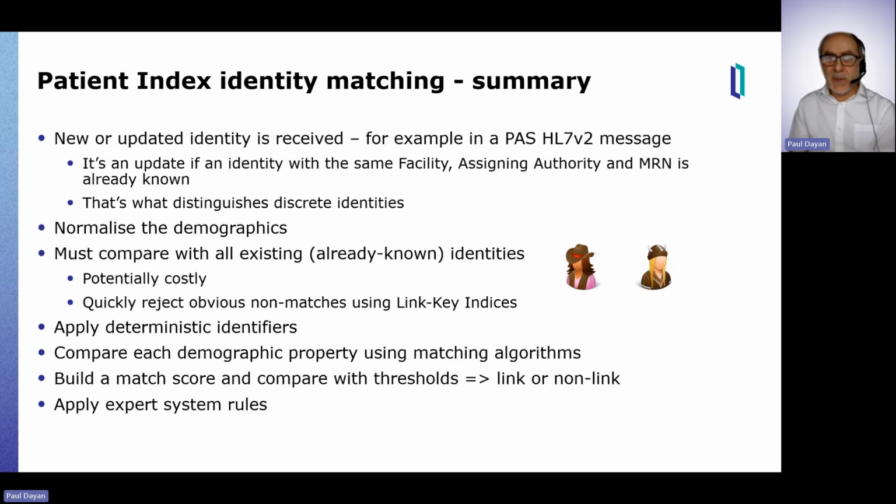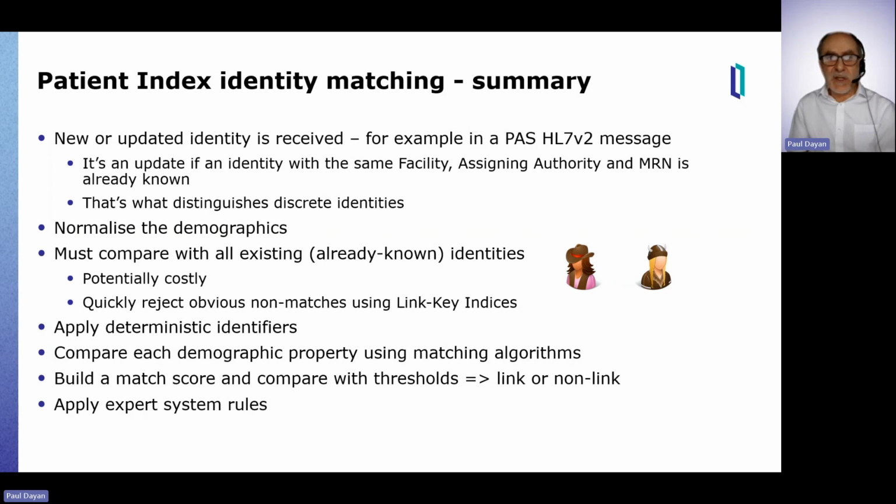But there could be multiple hospitals using TrakCare in the region, each with its own list of patients, in which the MRN 1, 2, 3, 4, 5 could be used for different patients. So we must further qualify the assigning authority by a code for the facility or source organization hosting the assigning authority. So if the facility, assigning authority, and MRN in the new message match a known identity, then the new message is treated as an update to the existing identity.